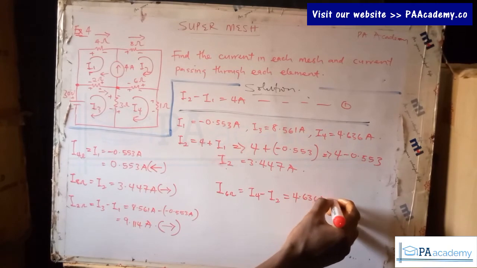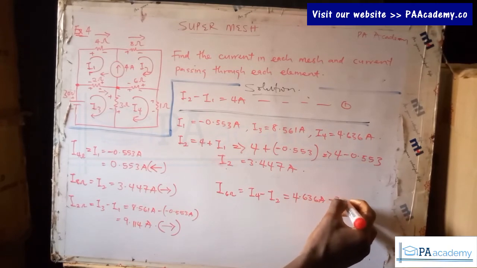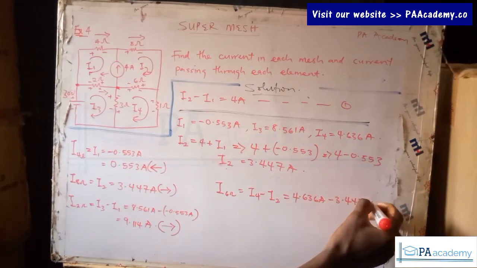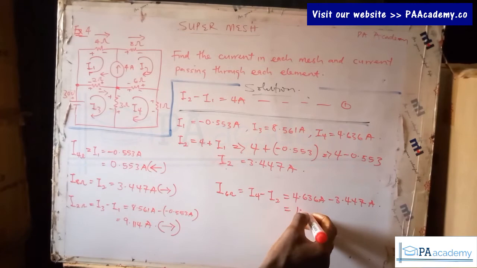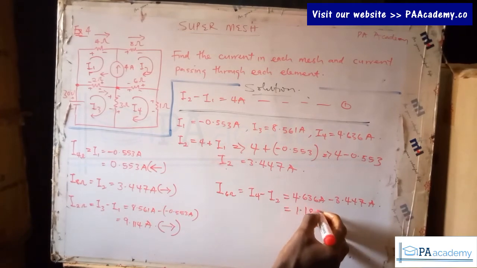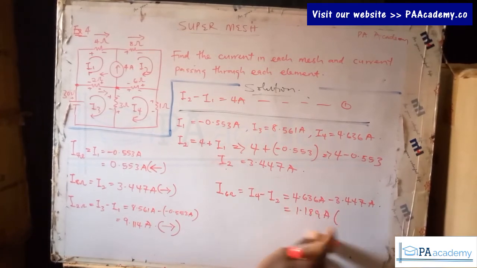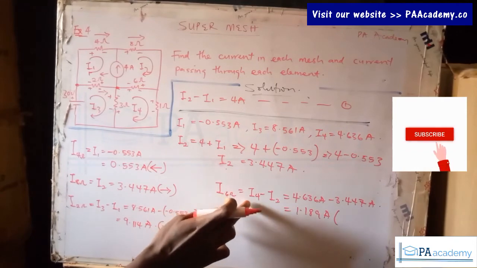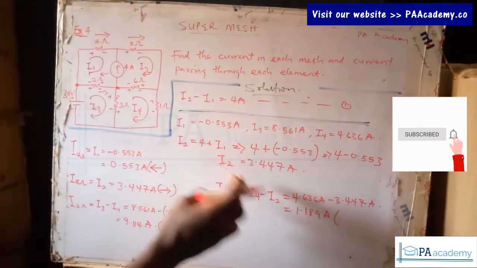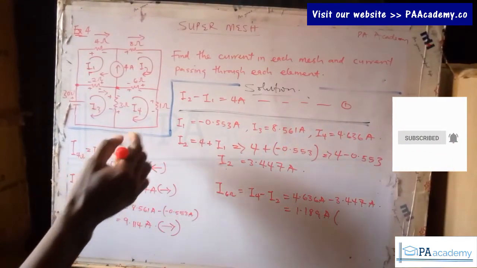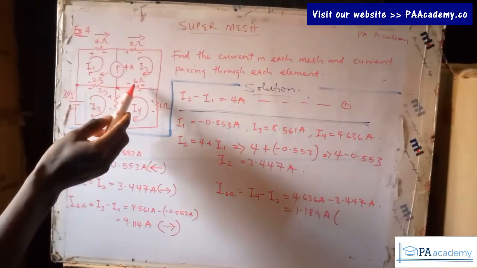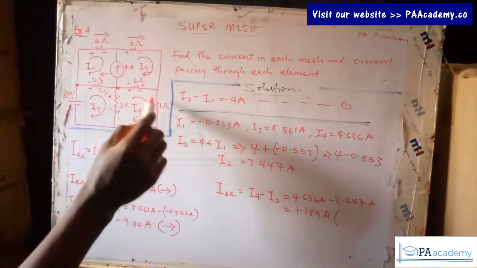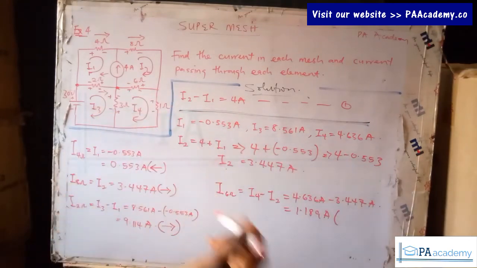Which will be 4.636 amperes minus 3.447 amperes. And that will give us 1.189 amperes. And don't forget the direction. The direction will be the direction of I4, because I4 is higher than I2. If you look at the direction of I4 at the 6 ohm resistor, you see that it is towards this direction.